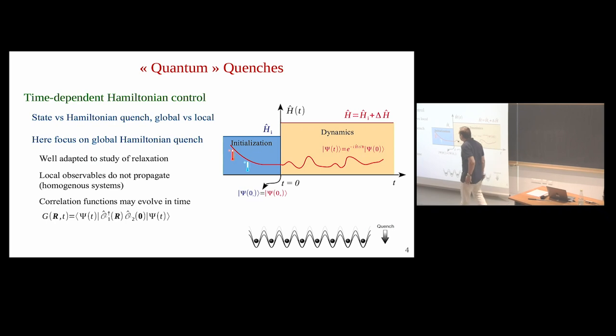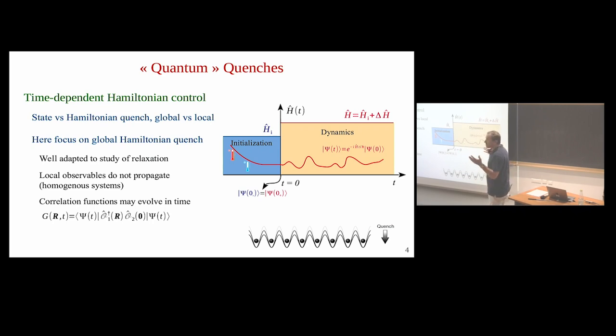So that's the idea. This kind of picture, or method, is usually well adapted to studying the problem of relaxation. It may not be that straightforward to study the propagation of information, because if you have a homogeneous system and make a homogeneous quench, then your local observables can evolve, but you will never observe any propagation.